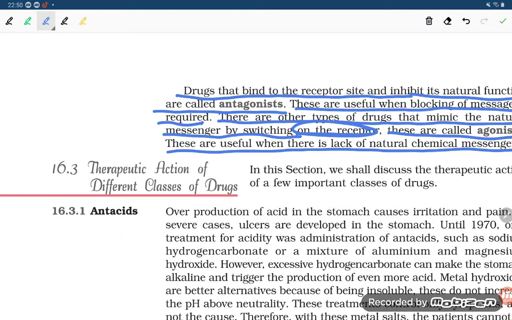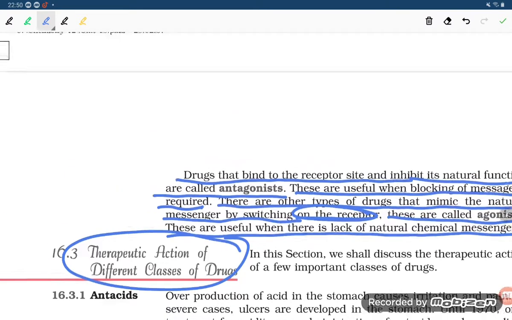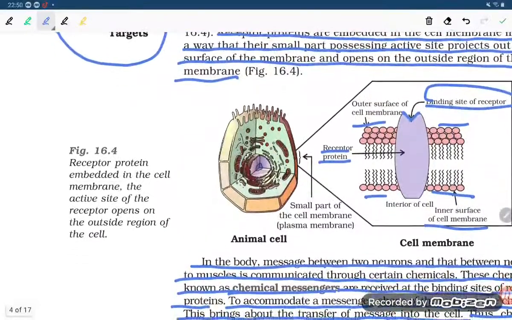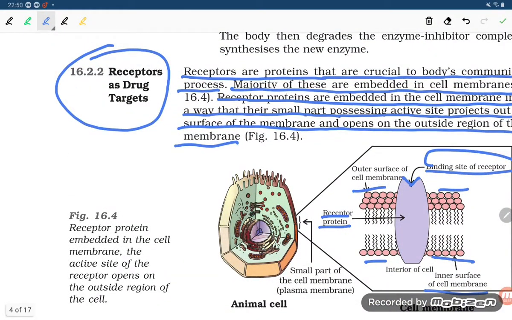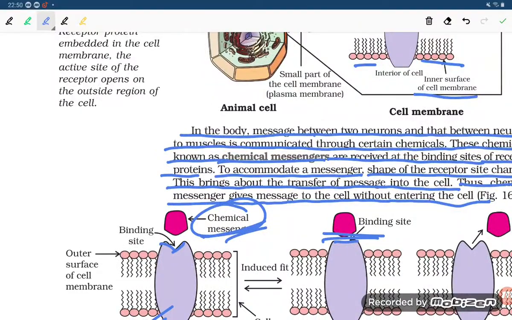Now we will study the therapeutic action of the different classes of drugs, student, in the next video. In this video, we studied receptors as a drug target. Receptors are protein molecules. They are taking the information from the chemical messengers, accepting the chemical messenger, and information is given to the cell.